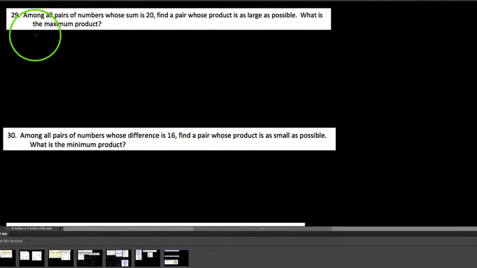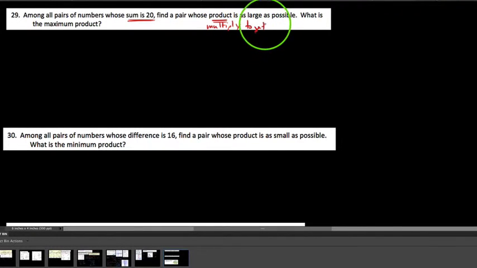It's really a procedure that I want to take you through. The procedure is going to be long, but the actual answer is going to be the easy part here. So we say, among all pairs of numbers whose sum is 20, no matter what numbers you choose, as long as they add up to 20, find the two numbers that have the largest product possible. When we say product, this means multiply together.